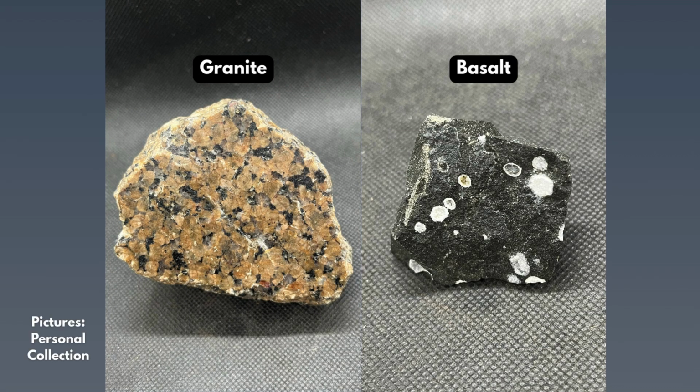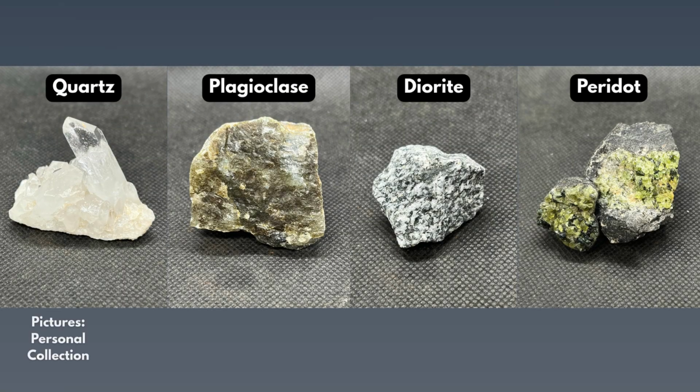So here we have granite as an example of an intrusive rock, and then basalt as an example of an extrusive one. Now, as you can see with the basalt, there's little white bits, those are zeolites, but the black part is the basalt. And here we have quartz representing felsic minerals, plagioclase feldspar representing mafic, diorite representing intermediate, and peridot representing ultramafic. And just to be clear, the peridot's the green part, there's also basalt around that.